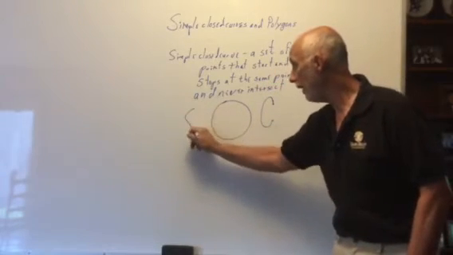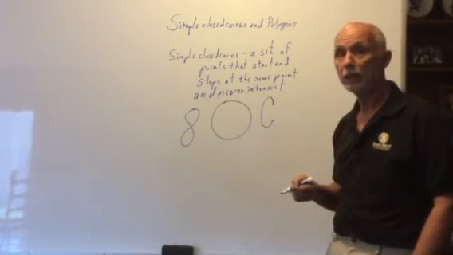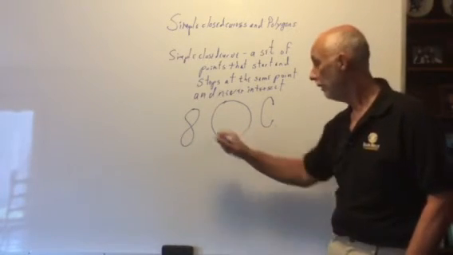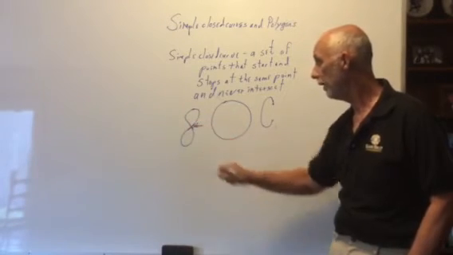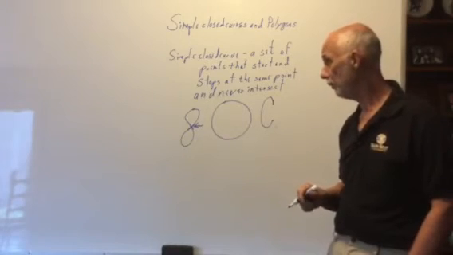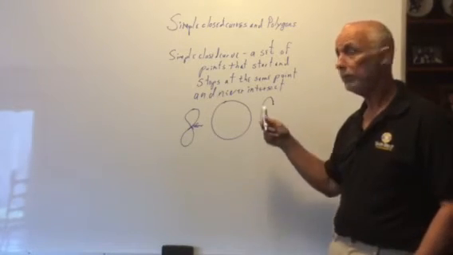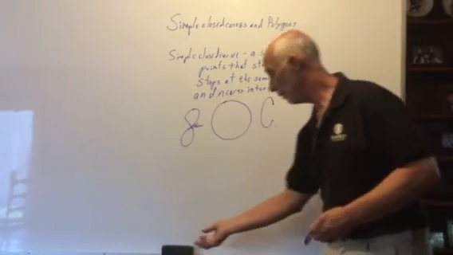How about the number 8? It starts and stops at the same point, but it's not a simple closed curve because it intersects right here. It crosses over in the same spot. That's what makes it not be a simple closed curve. So to be a simple closed curve, it has to start and stop at the same point and never intersect.